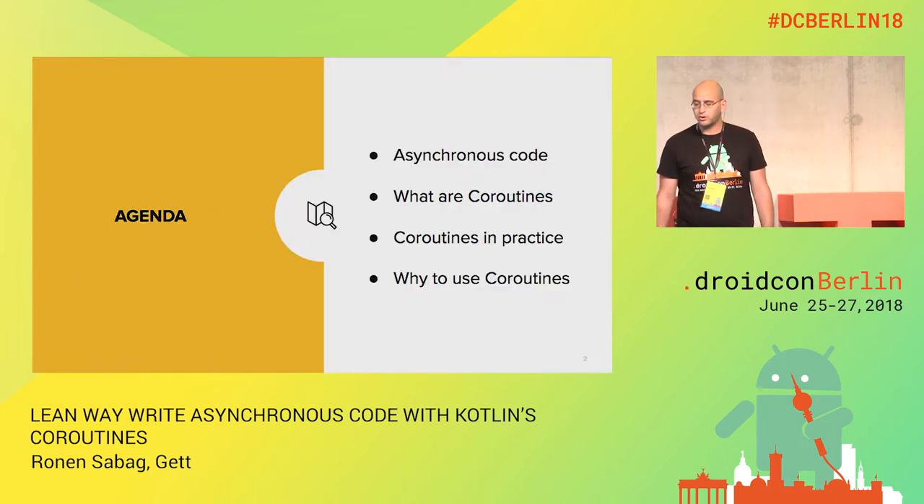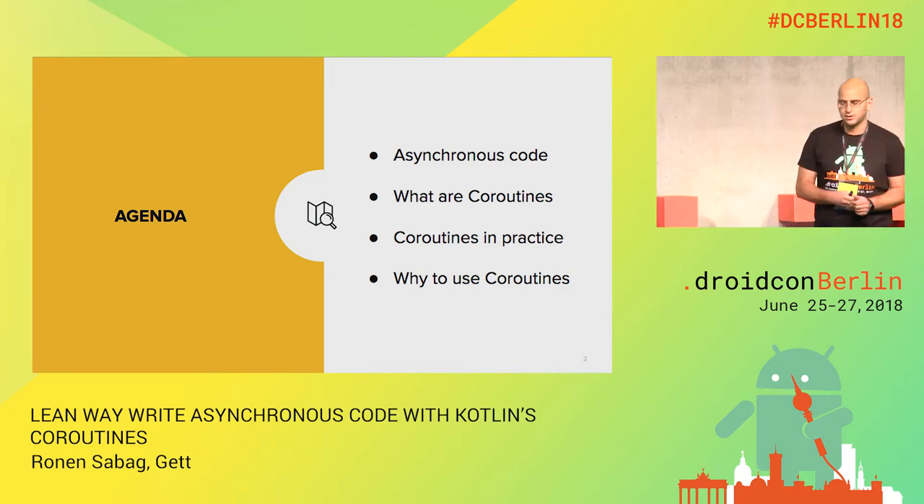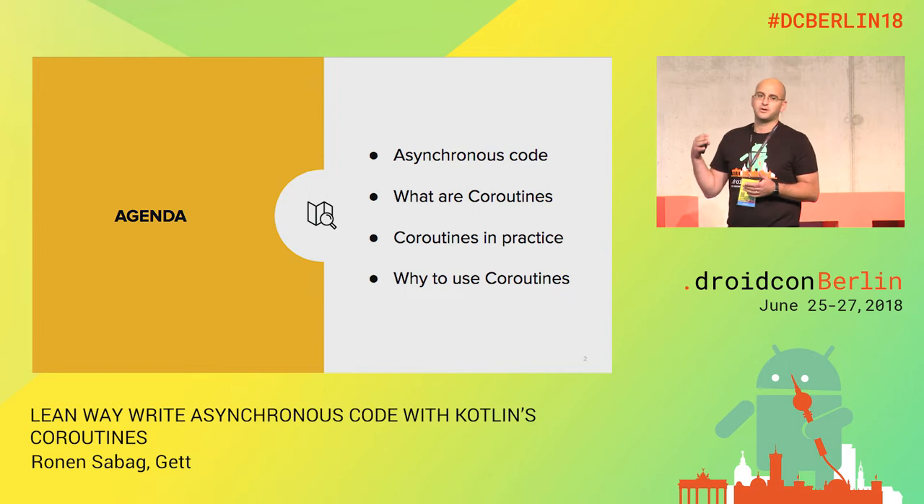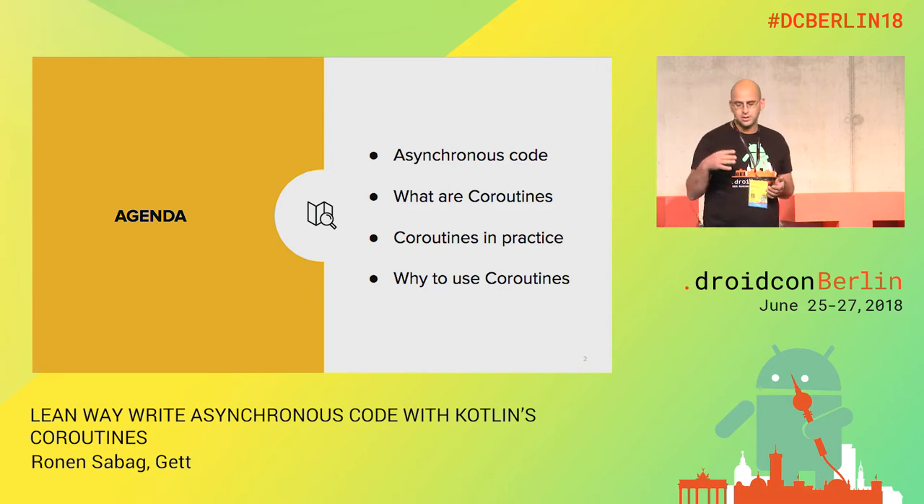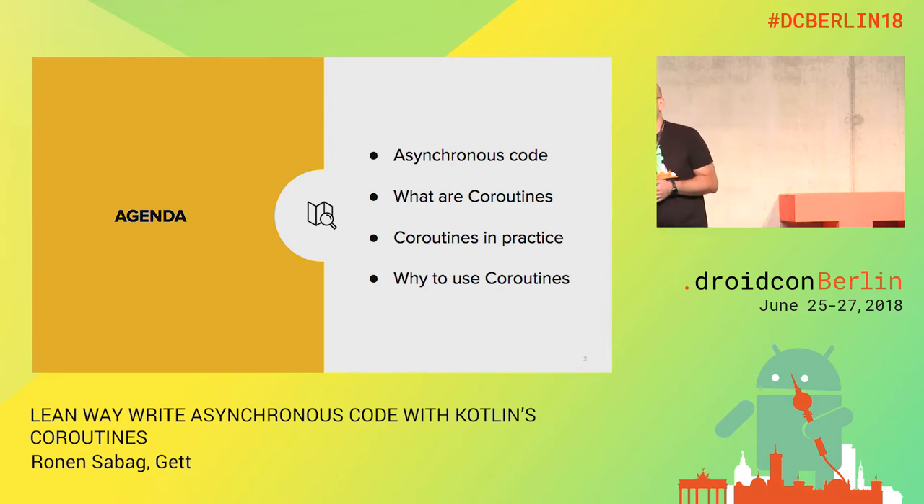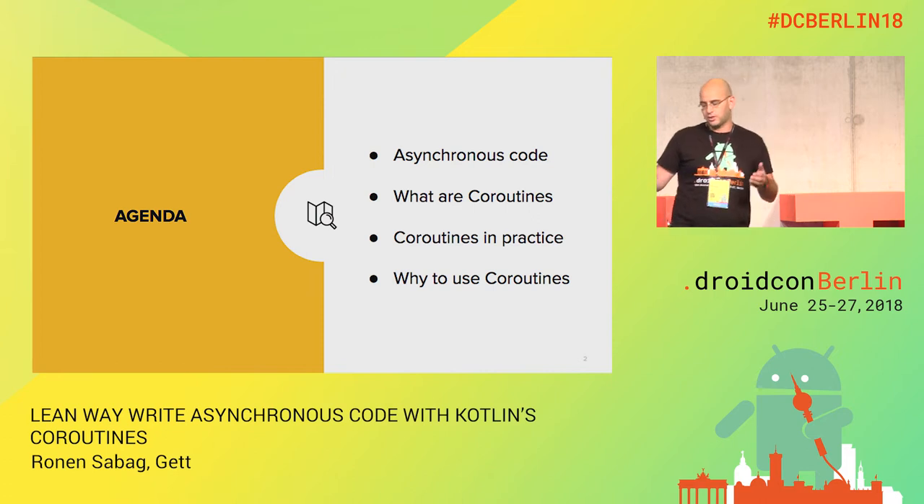And today we're going to talk about asynchronous code with Kotlin coroutines. So first of all, we're going to discuss and put all of us on the same page about what they mean with async code. After that, we're going to discuss a bit what coroutines are. We're going to see coroutines in practice. And in the end, we're going to sum it up with why we need to use coroutines.